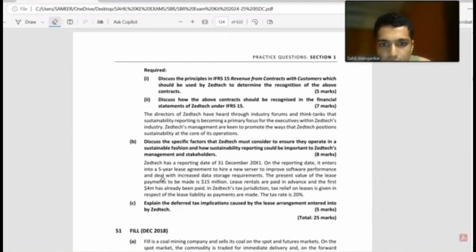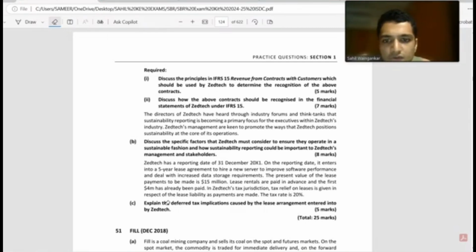Explain the deferred tax implications caused by the lease arrangement entered into by Zedtech. Zedtech has a reporting date of 31st of December 11. On the reporting date, it enters into a 5-year lease agreement to hire a new server to improve software performance and deal with increased data storage requirements.